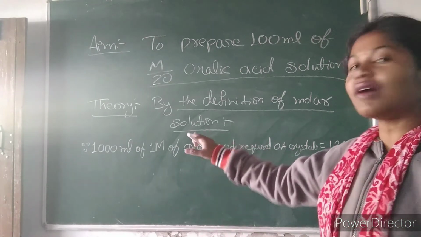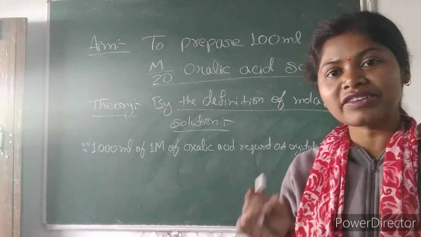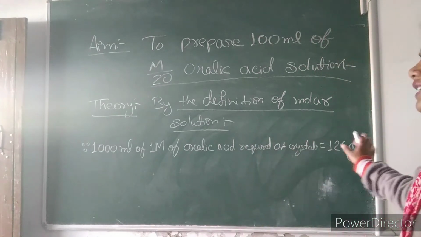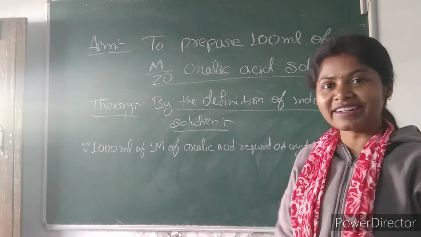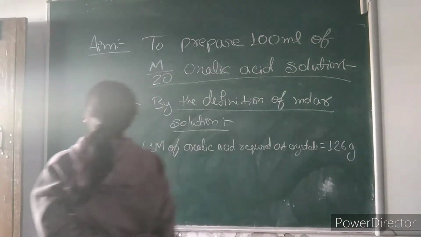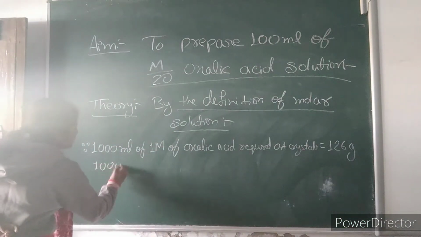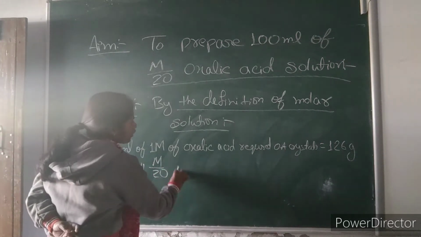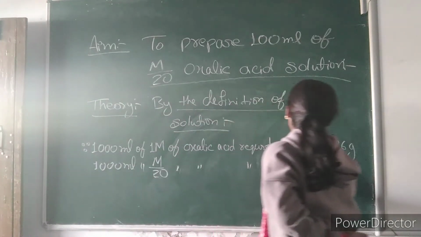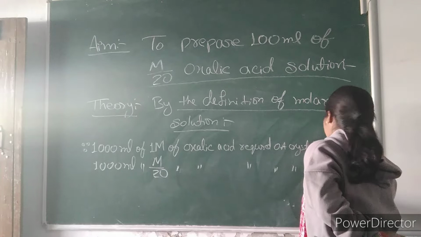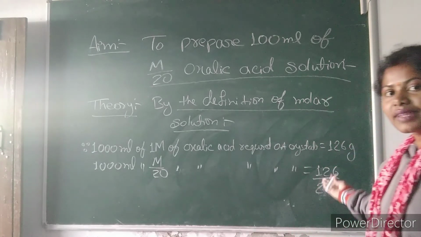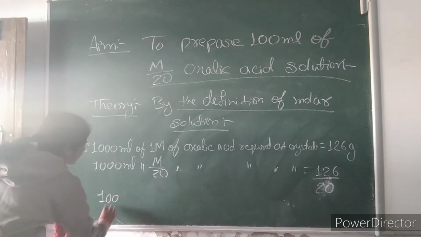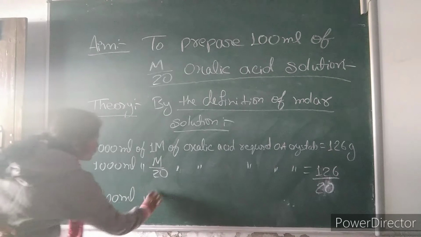Now it is in the 1 liter. The molecular weight was 126 gram per liter. It means in 1 liter the oxalic acid is 126 gram and the strength was 1 molar. Okay, so if we want to make 1000 milliliter of M/20 oxalic acid crystal, then the crystals required would be 126 divided by 20. Done.